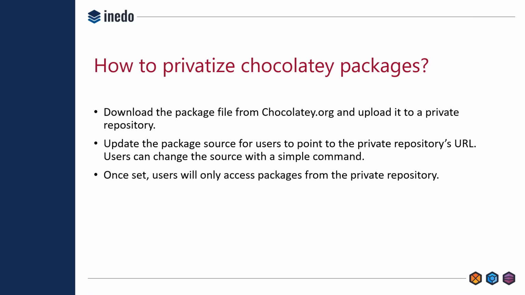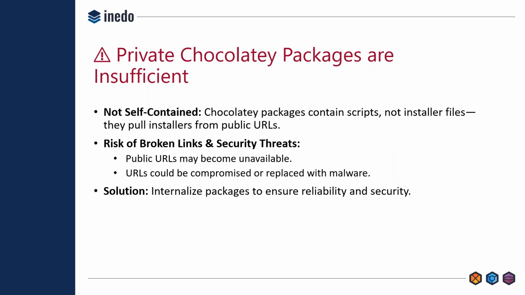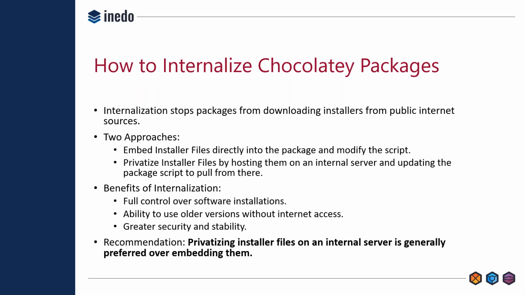However, as I mentioned earlier, only privatizing your Chocolatey packages isn't enough. Privatizing Chocolatey packages is a great start, but it is not a complete solution for what we're talking about here. Remember that Chocolatey packages are not self-contained. They simply contain a script that downloads an installer file from the public internet. A repository with only privatized Chocolatey packages is like having a wiki page with a list of public URLs that users can download software from. There's no guarantee that the installer files behind those URLs will still be available when users need them, or worse, that someone won't replace them with malware in the future. This is why you also need to internalize your private Chocolatey packages. So there's privatizing and then there's internalizing. We're going to show you both in just a second.